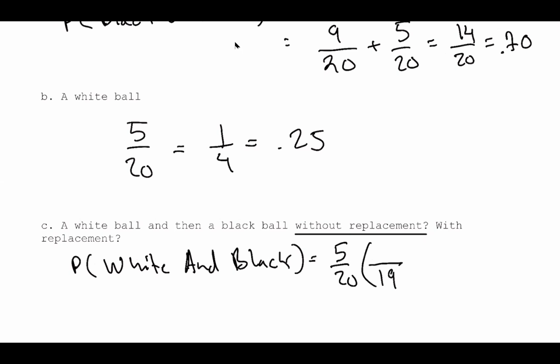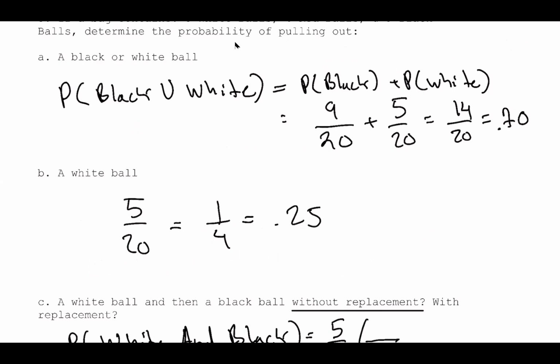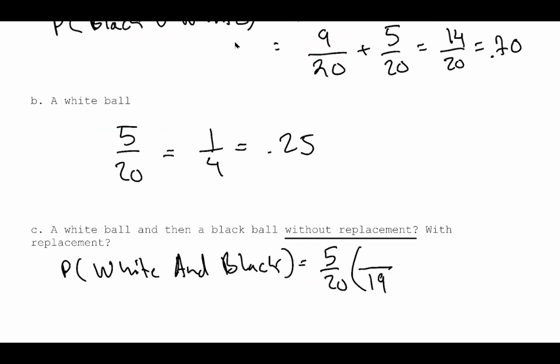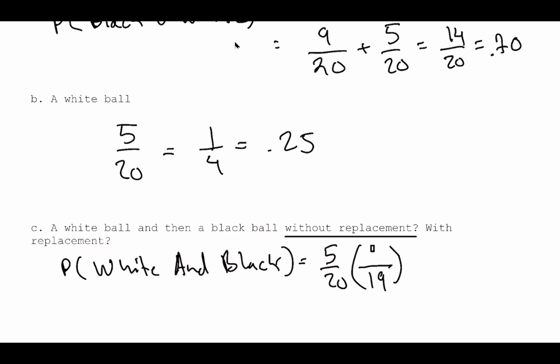Now we want the second ball to be black. And if you remember, we have 9 black balls. So you go 9 divided by 19. So then you want to find that out. There you go: 5 divided by 20, multiplied by 9 divided by 19. So that's 0.1184. And that'll be it in regard to that one.